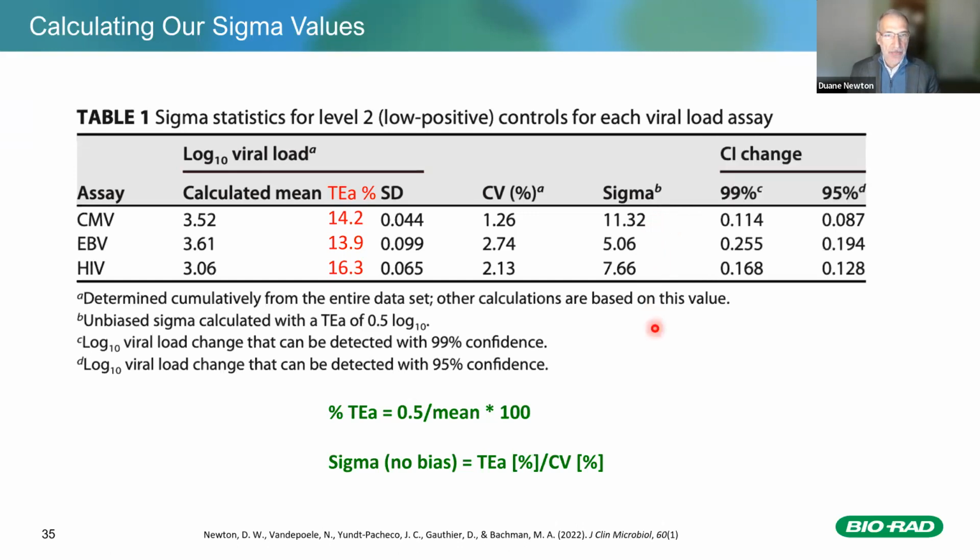But if you look at the confidence intervals for these, you can see that the amount of change that would need to be detected with 95 and 99% confidence is still well under 0.5 logs. So even for the assay with the lowest sigma value, we're still detecting change of 0.25 with 99% confidence. So still really good performance.